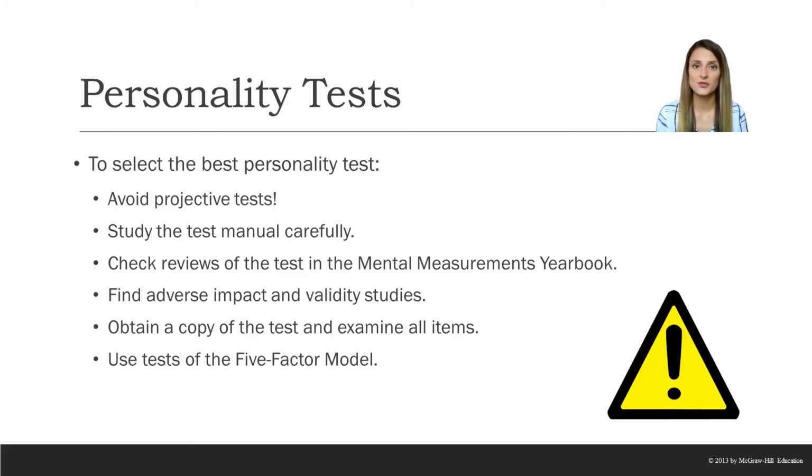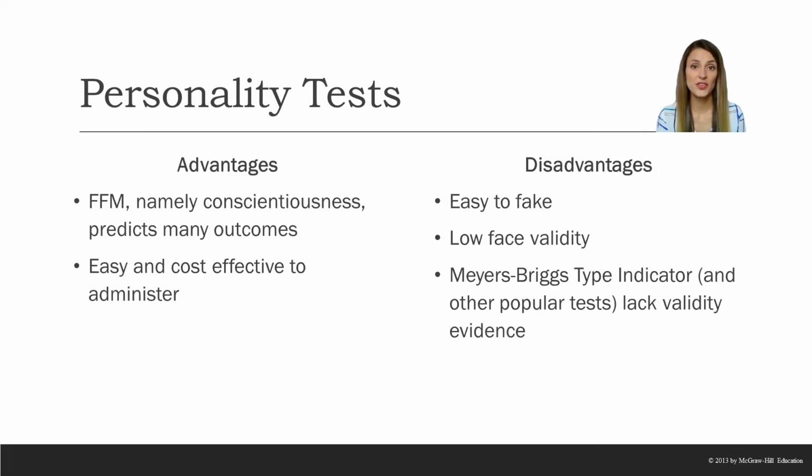See if you can find evidence for validation studies done at other organizations. Obtain a copy of the test beforehand, check all of the items, and then I strongly recommend that you stick to tests based on the Big Five. The good thing about personality tests, especially those based on the Big Five model, is they are predictive of a variety of outcomes: performance, counterproductive work behaviors, organizational citizenship behaviors. They are easy and cost effective to administer.